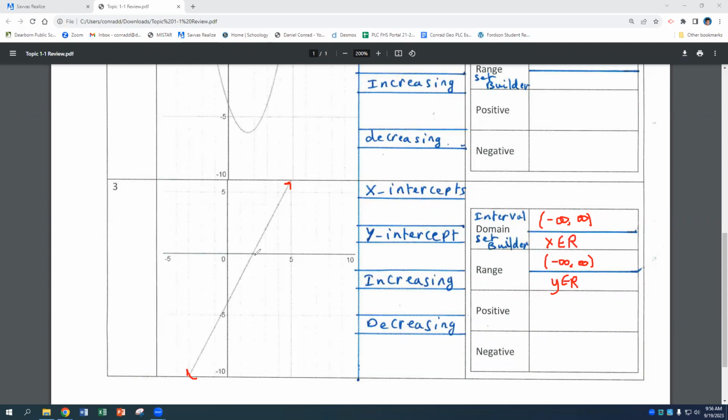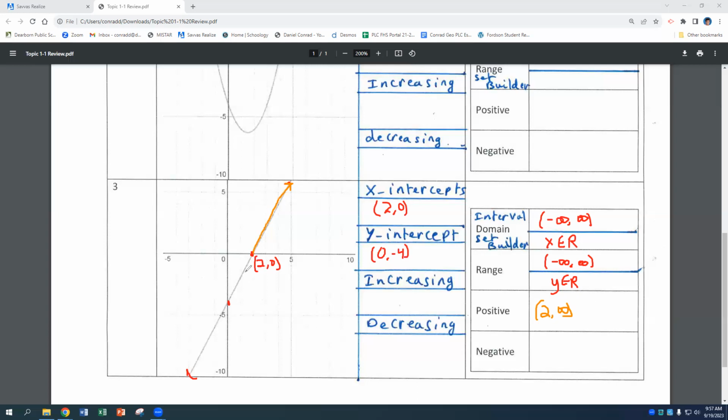Your x and y intercepts. Here we have an x-intercept at 2, 0. We have a y-intercept at 0, -4. Positive: again, this is the point 2, 0. So our function is above the x-axis from 2 all the way until infinity, to the right. Everything to the right of 2 is above the x-axis. So our positive interval is going to be from 2 to infinity.